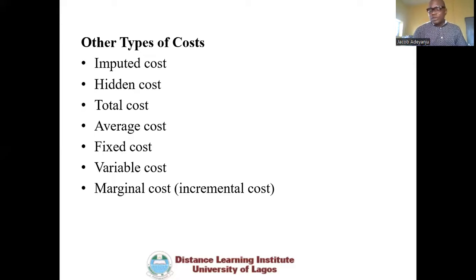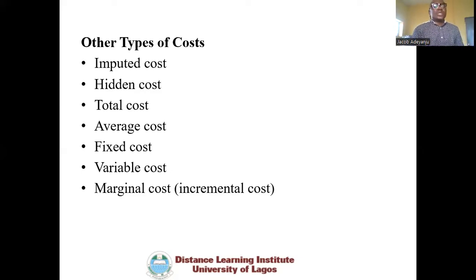We have other types of costs, though these are other categorizations. We have imputed costs. What do we mean by imputed cost? This is the cost of property or facility that someone uses to run his own business. For example, as a school owner, if you use your own building to house your students, to run your school, the cost of rent that you're supposed to pay is what we call imputed costs.